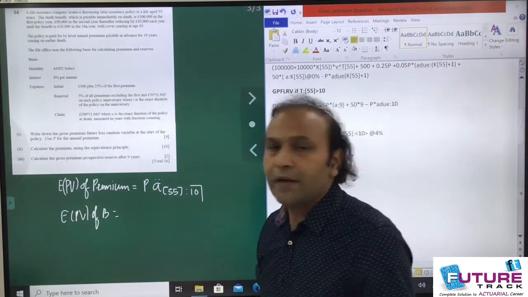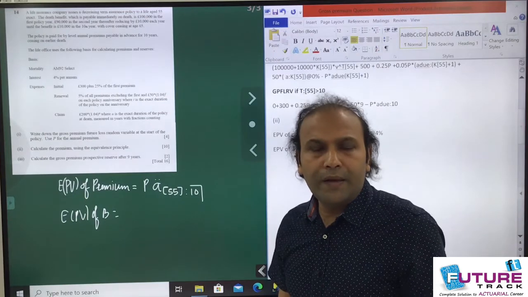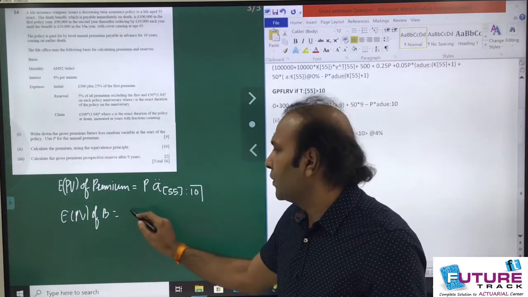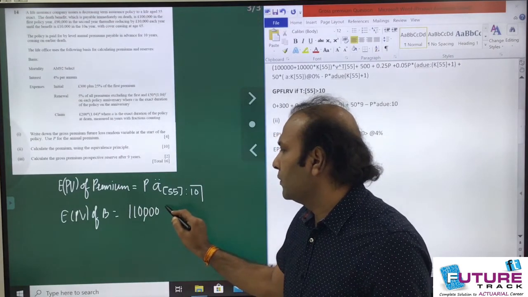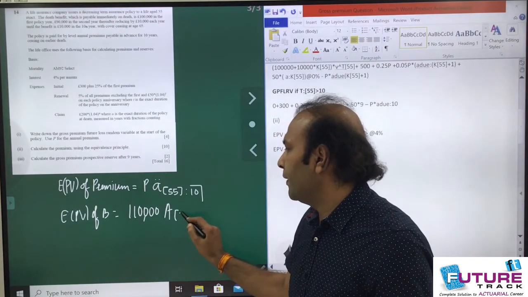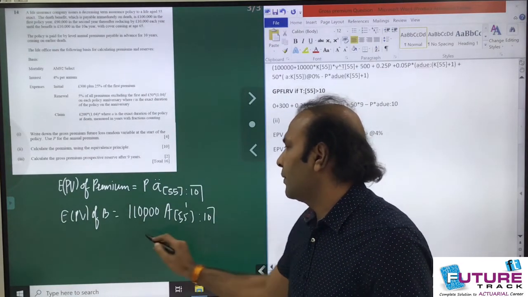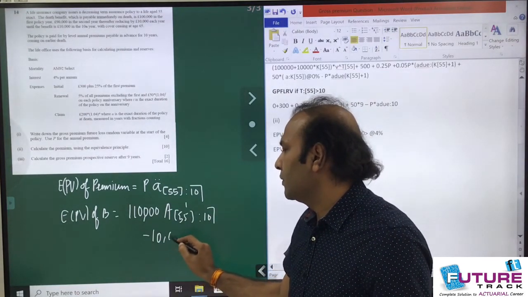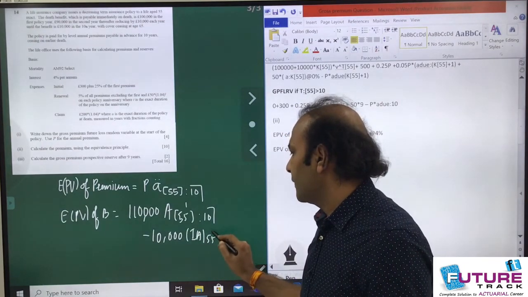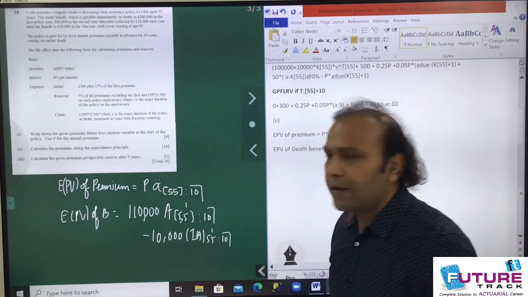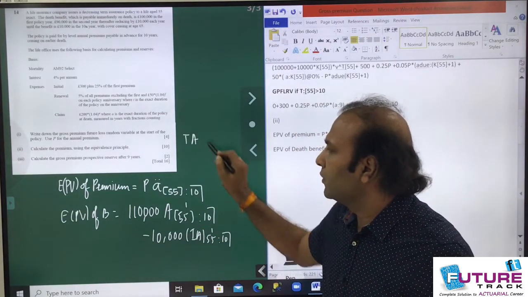Simple increasing is there, simple decreasing is there, sorry. तो जितना भी decrease है उतना हम add करेंगे. तो 1,10,000 minus 10,000, IA55-10, right?